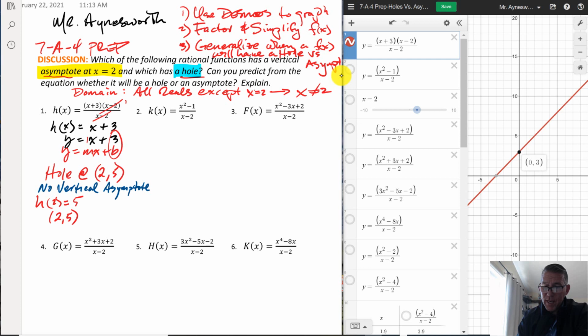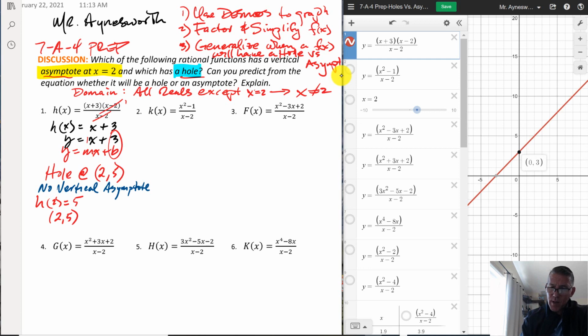And the way you find the hole is by taking your x value and substituting into the simplified function, which is x plus 3. 2 plus 3 is obviously 5. So you have a hole at 2, 5. And when you're able to cancel and simplify like that, you end up having a hole. Now, does that happen every time? And that's what you have to learn in this activity.